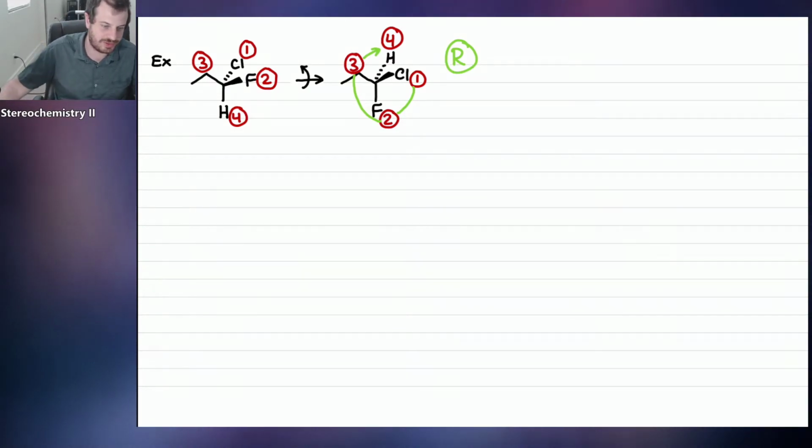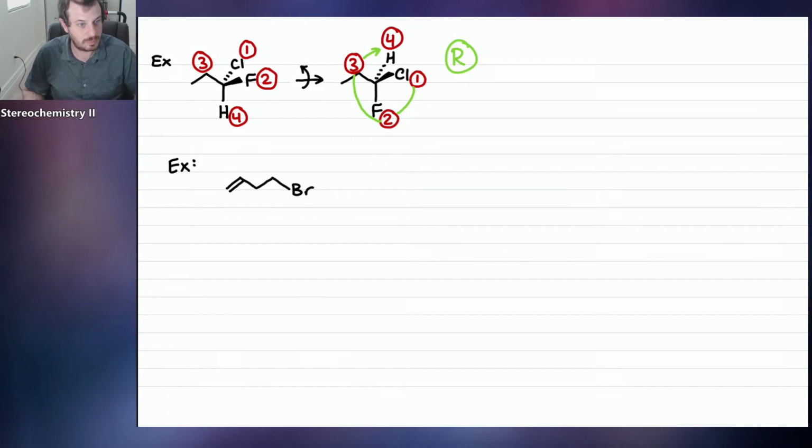All right, how about one more example? Put a chlorine here. All right, so here's our stereo center right here. Let's go ahead and assign priorities based on atomic number. Chlorine has the highest atomic number, so it's going to get the 1.